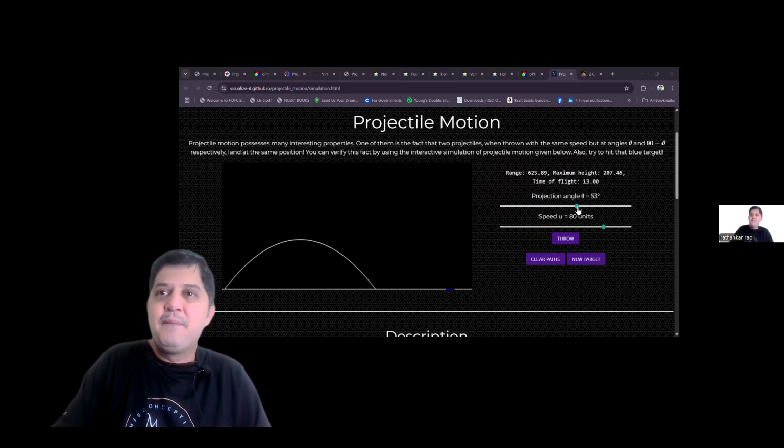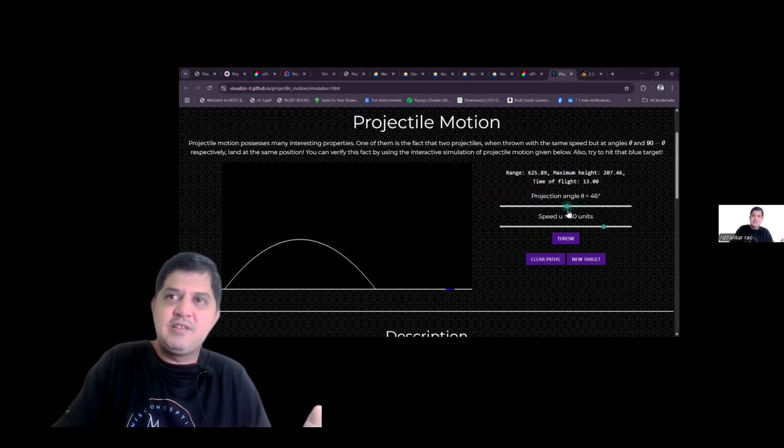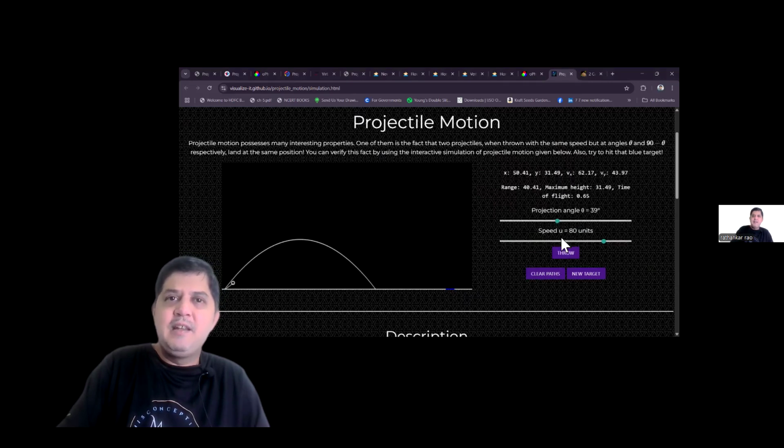What is the guess over here? So what I will do is, this is shown for 53 degrees. It hits over here. Let me change this, because I know 45 degrees gives you a maximum range. If I assume I threw from here and it fell over here, this could be 45, this could be around 40. Let me keep it as 40, 45, 43, 42, 40, 38, 39. Okay, let me keep it at 40, and let me keep this at 80 units only. Let me throw.